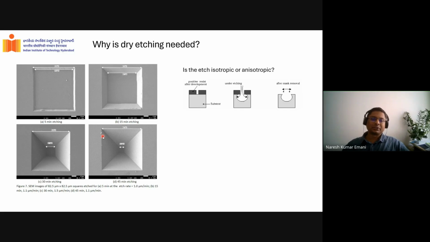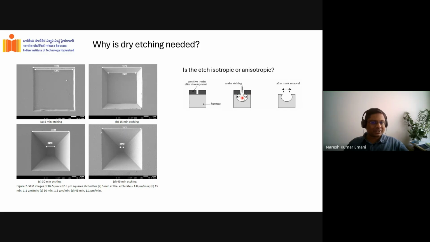Now, to understand it a little bit more, this is what is presumably happening. You have a substrate which is silicon. You have a photoresist; you expose the photoresist and then develop it. You have a kind of hole in the photoresist here. Now you put it in an etchant solution and the etch will go underneath.